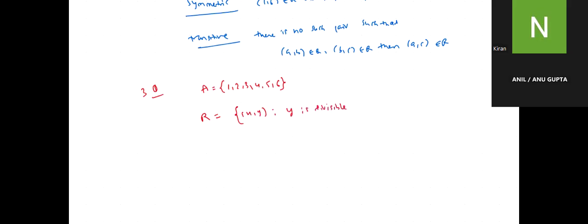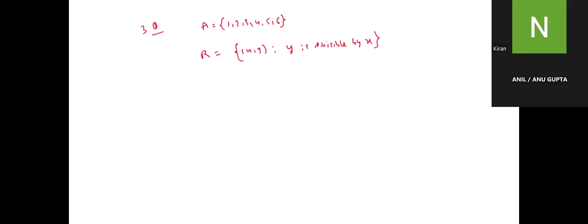Okay, is it reflexive? It is reflexive because 1 comma 1 and 2 comma 2 belong. कैसे लिखेंगे आप exam में? So we'll write it as x comma x belongs to R, because x is divisible by x. Therefore, it is reflexive. Next, symmetric.